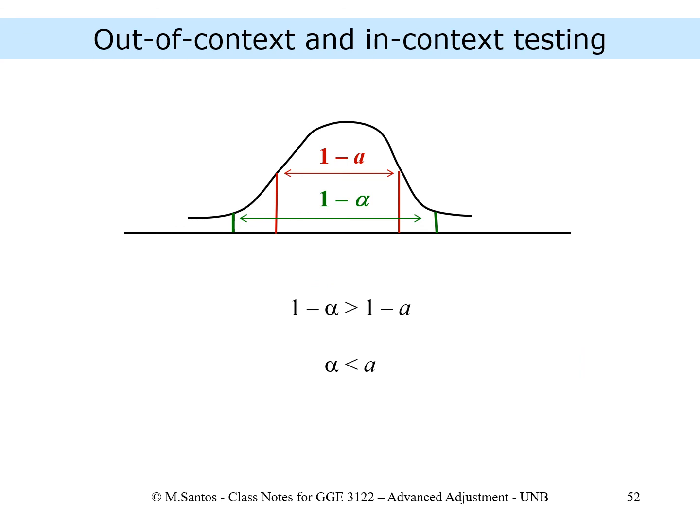Here is how the PDF looks like. This is our usual 1 minus alpha confidence level. This is the out of context. In the in context, we have the situation now 1 minus a, and 1 minus a is less than 1 minus alpha. So there are some implications here in terms of type 1, type 2 error.